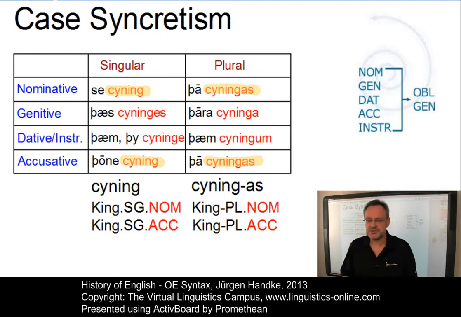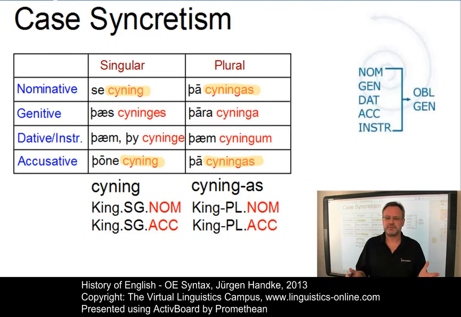Now, this convergence of the nominative and the accusative case was the main impetus for the fixing of word order in Old English. The distinction between subject and accusative objects could now only be drawn on the basis of word order.